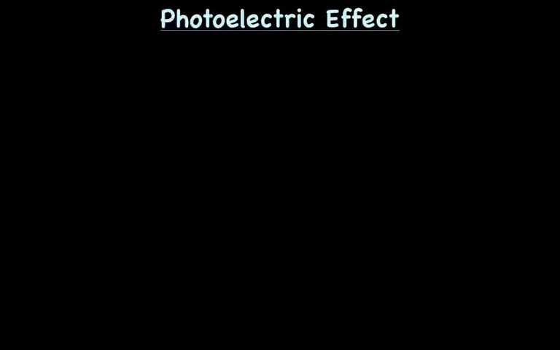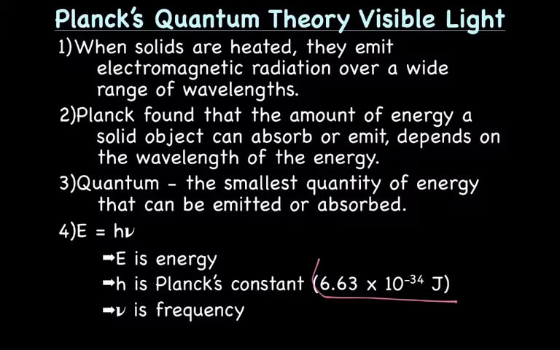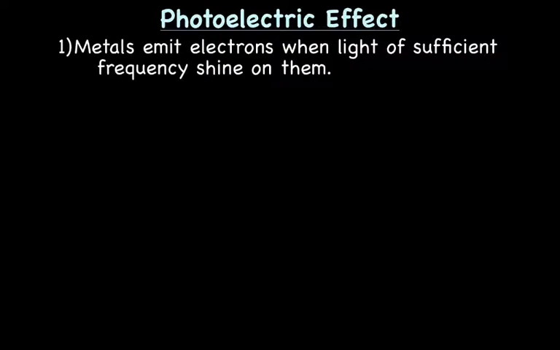All right, on to the photoelectric effect. Like I just talked about, metals emit electrons. Well, I didn't talk about this. I actually talked about Planck's constant, where we find out that when solids are heated, which means adding energy, they emit radiation, electromagnetic radiation. It turns out that these same solids, metals, emit electrons. Electromagnetic radiation is a wave, right? But metals also emit electrons when light of sufficient frequency shines on them.